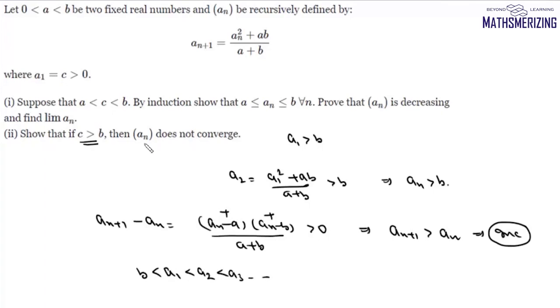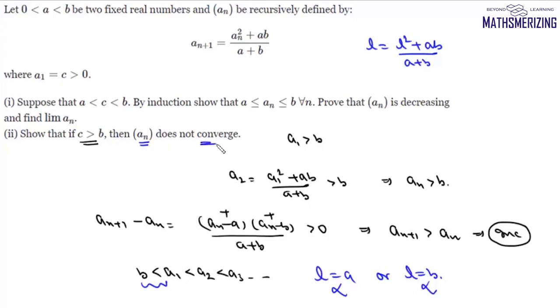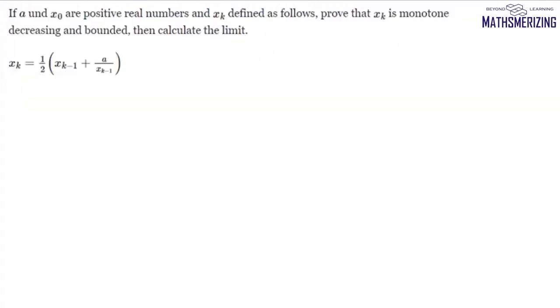Now let us suppose that this sequence converges to some limit L. Then again, using the same fundamental, we can write (L square plus ab) upon (a plus b) equals L. That is, the limit point of the sequence will be either a or b. But in this case, a_1 is greater than b and the sequence is an increasing sequence. So its limit point must be greater than b. So this limit point cannot be a, and this limit point cannot be b. So from here we can say that in this case, when c is greater than b, this sequence does not converge, by contradiction.